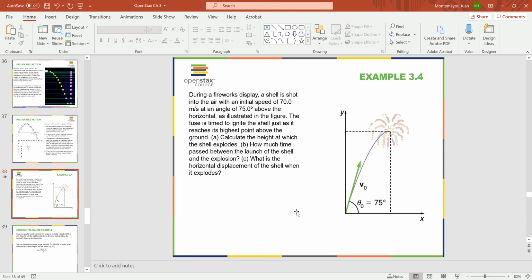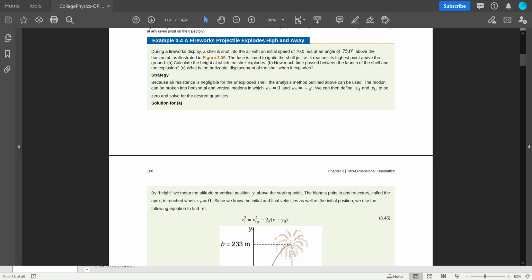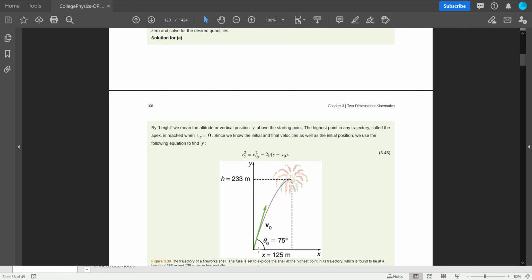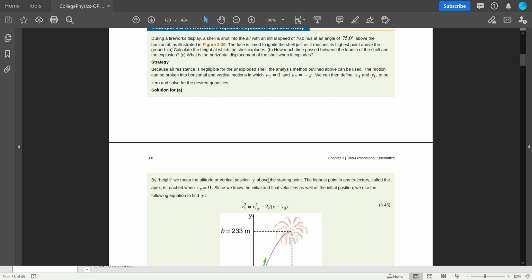So that brings us to our first example. We're going to pull it up on the textbook. So during a fireworks display, a shell is shot into the air with an initial speed of 70 meters per second at 75 degrees above the horizontal. So just as it shows here. So we know that, okay, off the bat, we're going to have an x component and a y component of this velocity, because velocity is a vector.